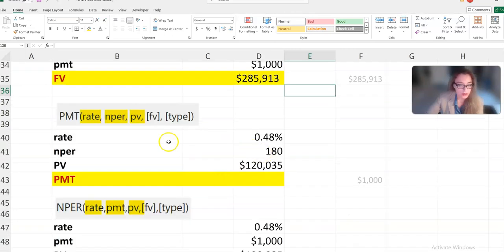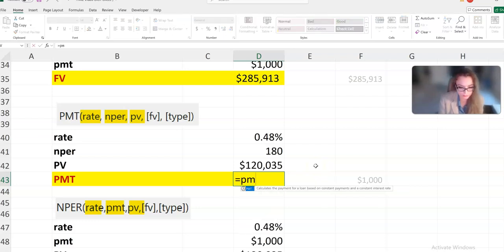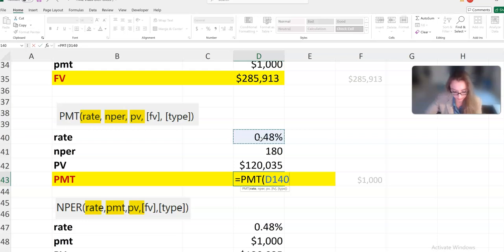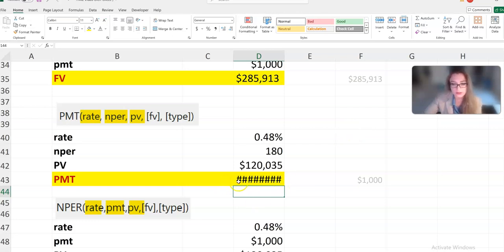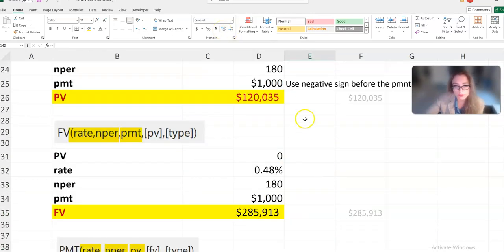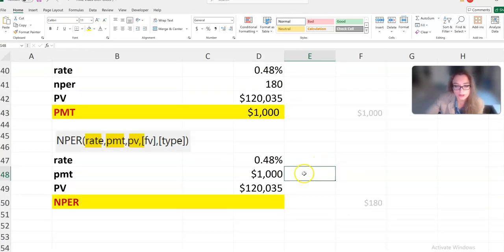We got the right answer. Let's continue. Payment. Equals sign, payment. Click on the payment and we have a prompt here. Rate, number of periods, present value. And here we will use present value with a negative sign. Long number, let's reduce it. Yes, $1,000. So I would suggest here, copy, use negative sign before present value.